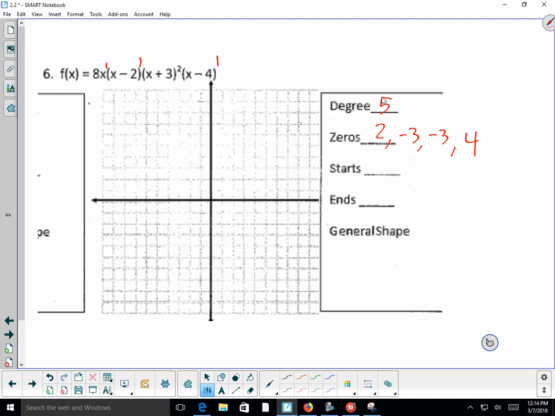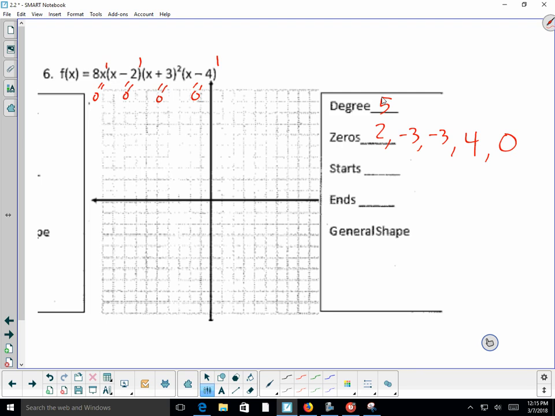Robert? 0 is going to be a 0, right? Because you got to set the x equal to 0, set this equal, right? We're setting each of these equal to 0. So 0 is also a 0. Those are our 5 zeros. Are we okay with this?